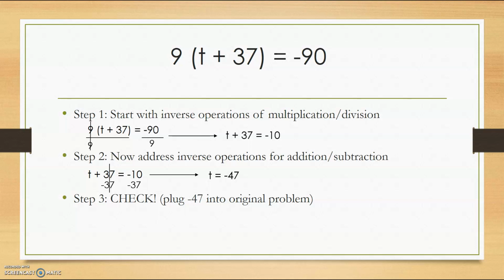Now I'm going to take negative 47 and plug it back into my equation. 9 parentheses negative 47 plus 37 in parentheses is equal to negative 90. Is this true? So negative 47, remember we're going to do order of operations. If you want to distribute the 9, you'd get the same thing. But I'm just going to do order of operations. So I'm going to add negative 47 and 37 together. I get negative 10. 9 times negative 10 gives me negative 90.